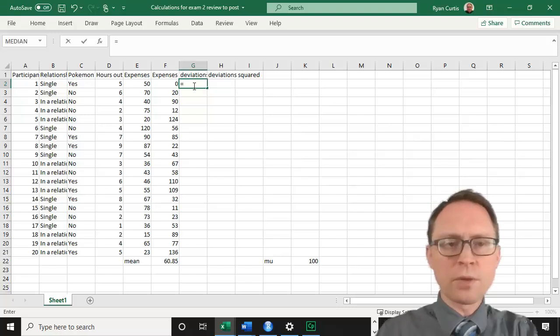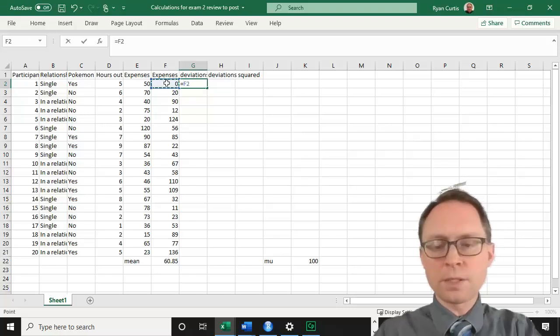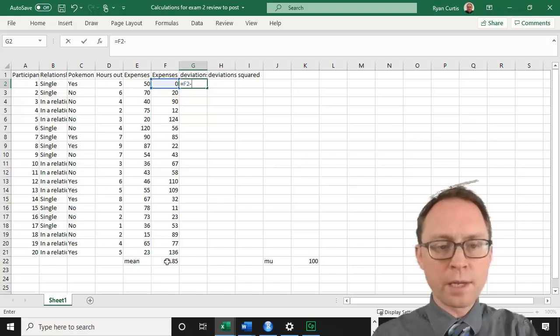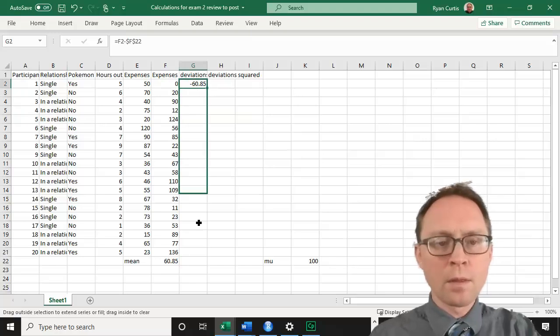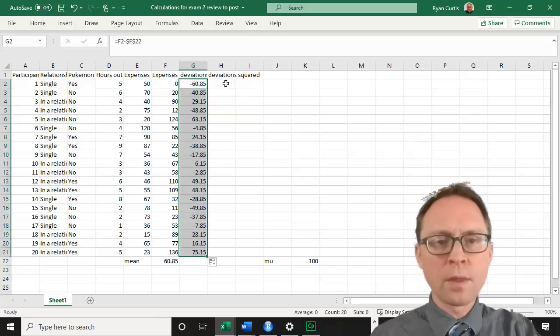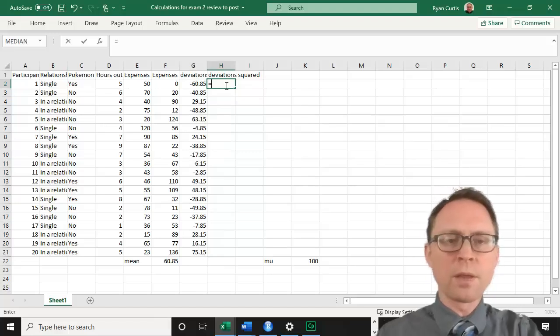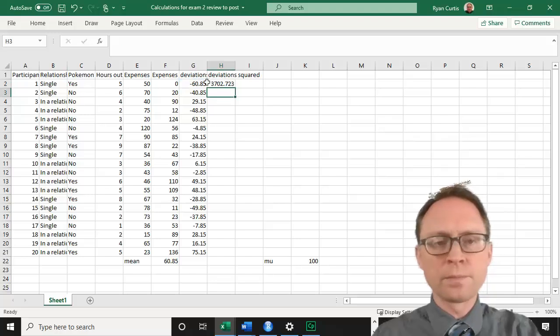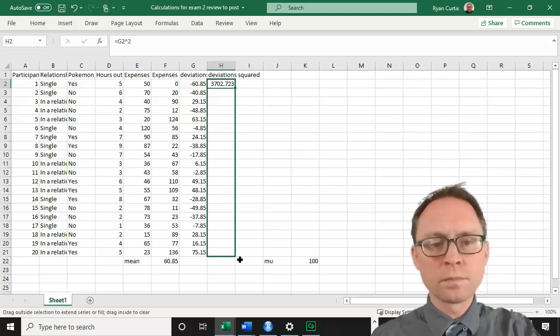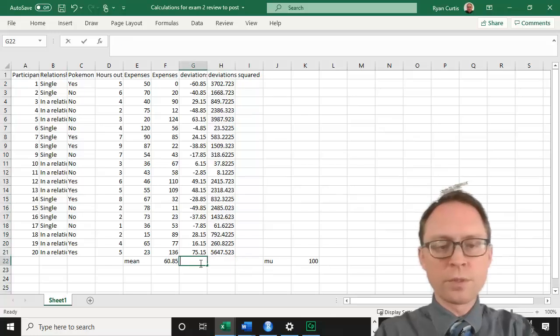So deviations are going to be x minus x bar, which is this right here, right? So we've done this a million times. All right. Those are the deviations. And then these are going to be the deviations squared. The sum of those will be the sum of squares.